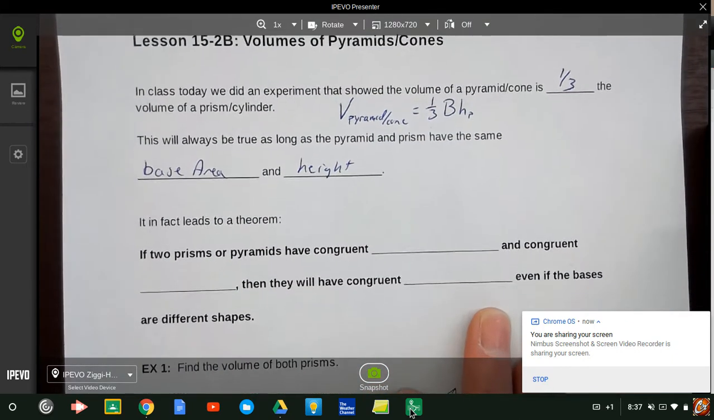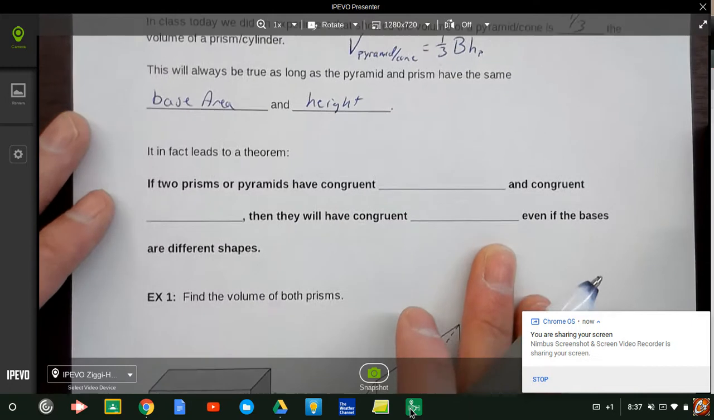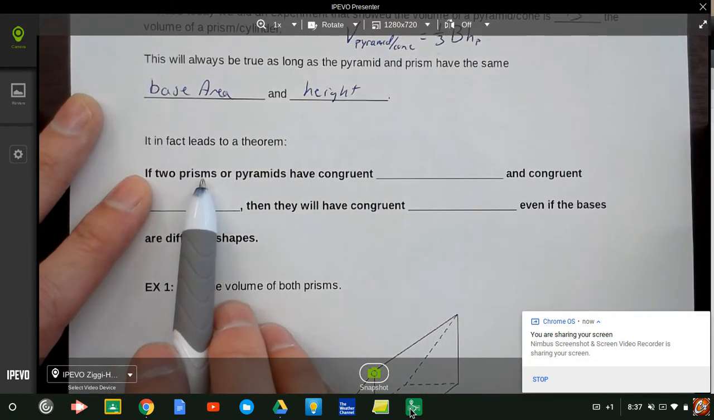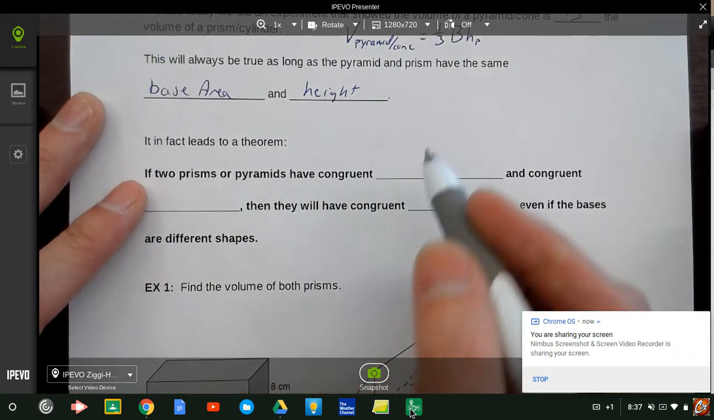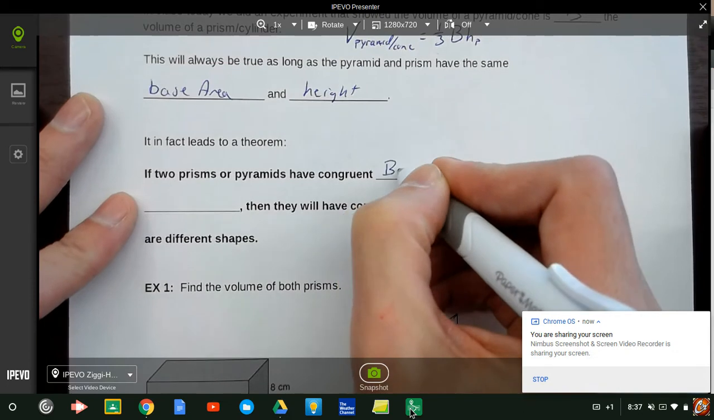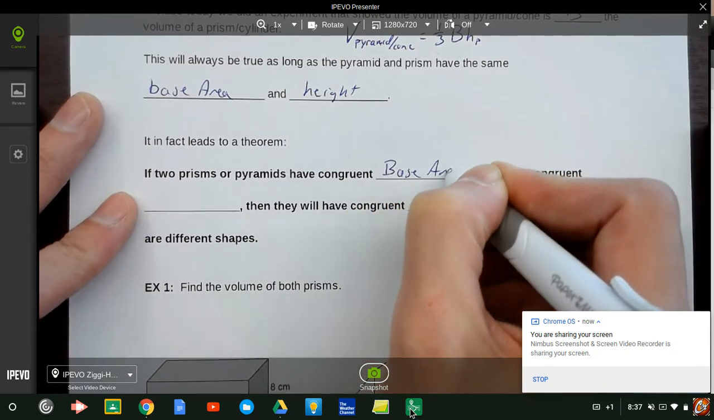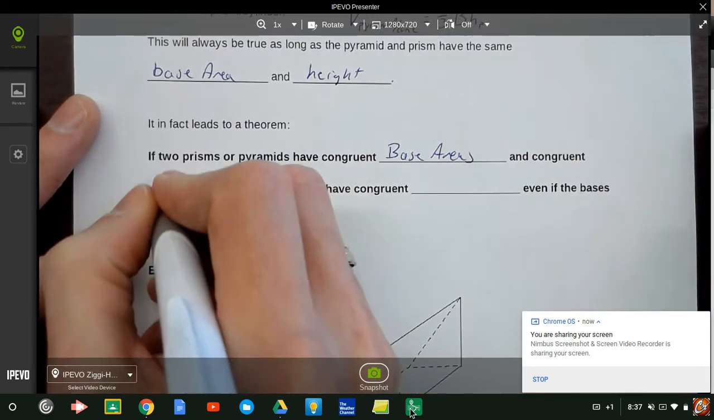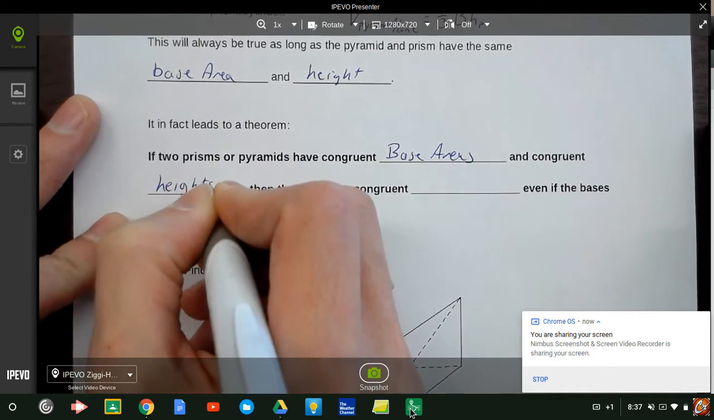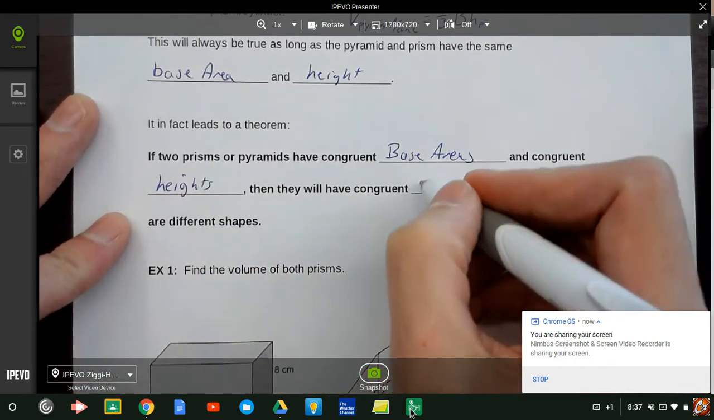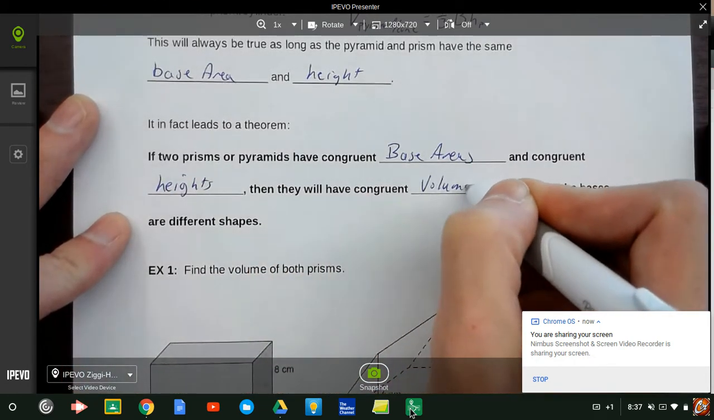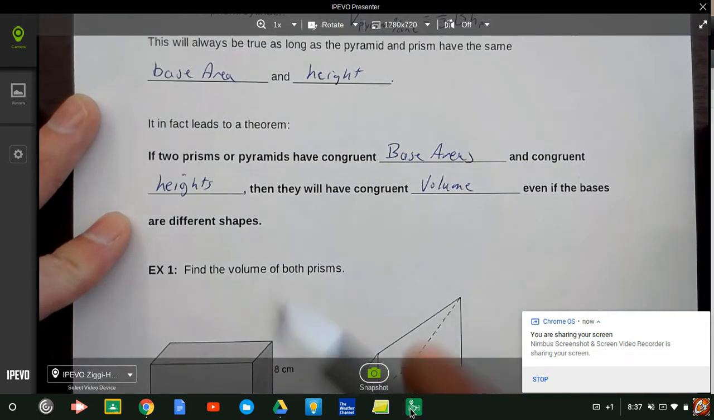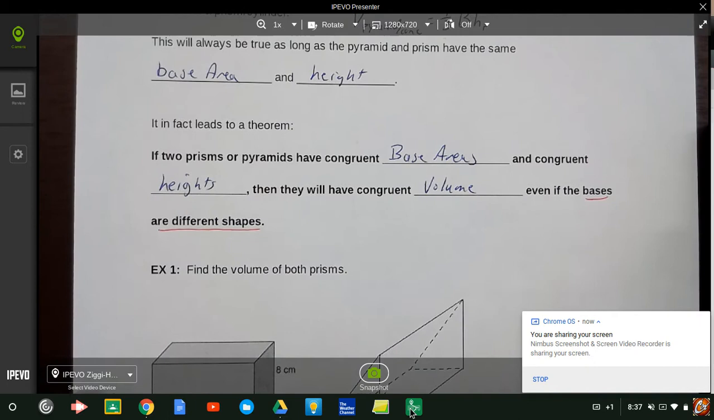But it does lead us to another theorem about all of these. If I've got 2 prisms, or if I've got 2 pyramids, and they have congruent base areas and congruent heights, then they're going to have congruent volumes. Here's the neat part. Even if the bases are different shapes. That's the really cool part.